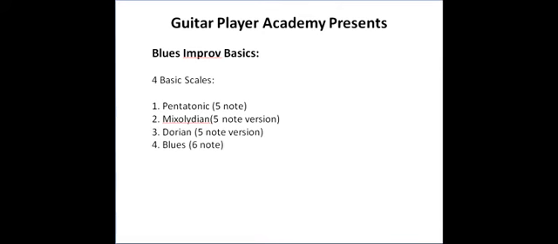The last scale is the blues scale, and this is basically the same thing as the Dorian scale with a chromatic connecting note in between, and that connecting note is called the flat 5. A lot of people refer to that as the blue note. So we're going to be looking at all those throughout the course, but right now I just want you to know that there's 4 basic scales used to solo over dominant 7 chords in a blues setting.